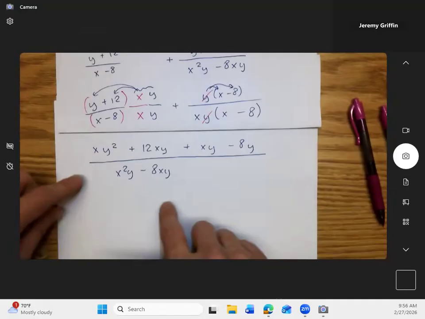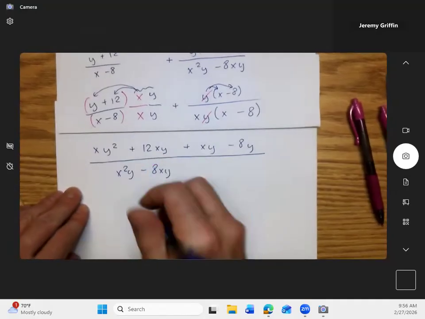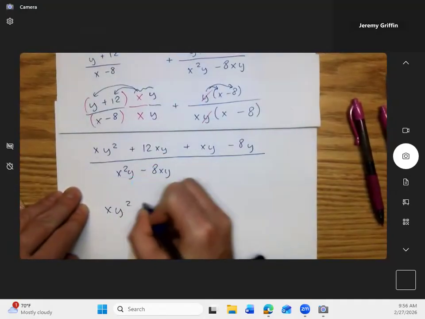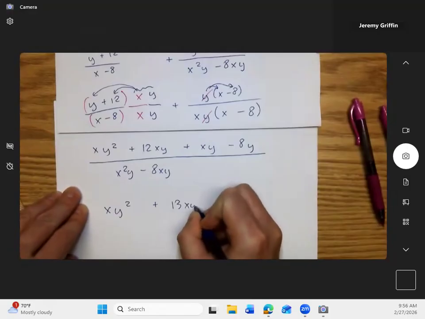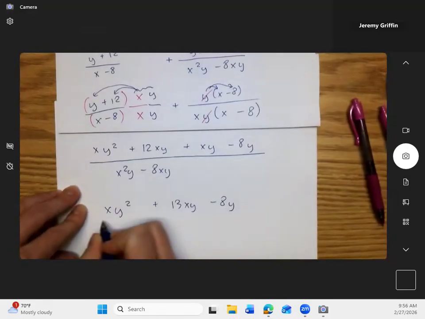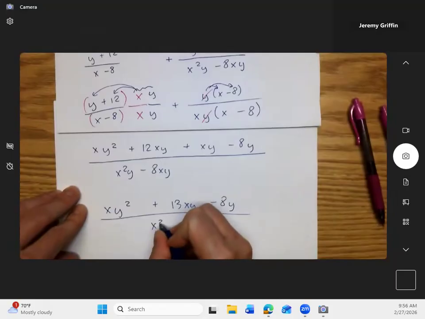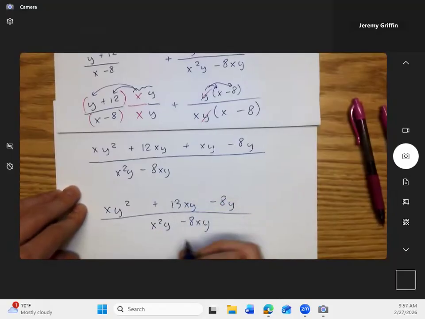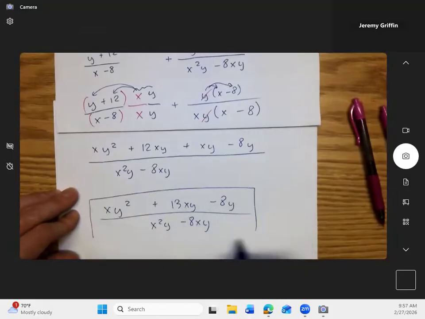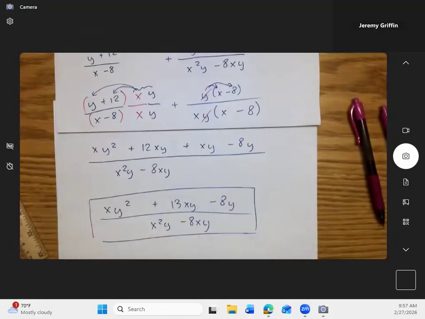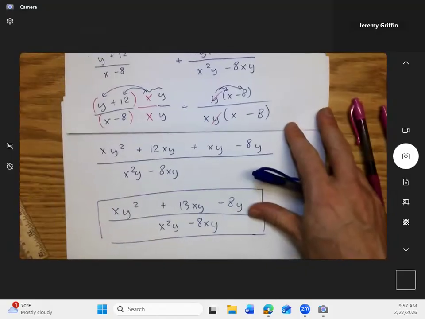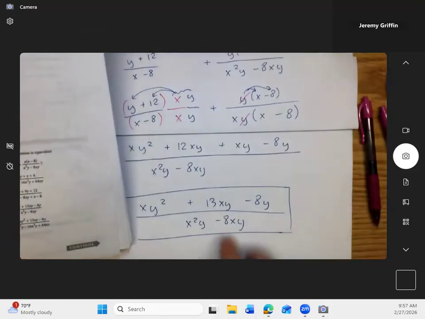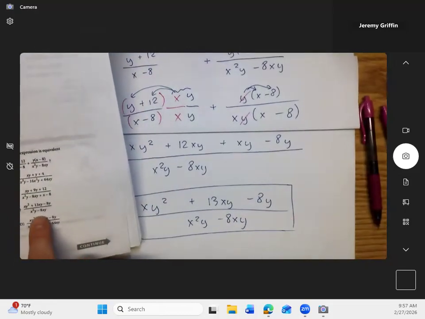Okay. Now what? Well, I can combine these two middle terms. So let's go xy squared plus 13xy minus 8y, and then x squared y minus 8xy. Right. Now that looks a lot more similar to their answer choices. So hopefully there's a choice that looks like that. Okay. Let's see if there is. It is C. Yeah, it is C.